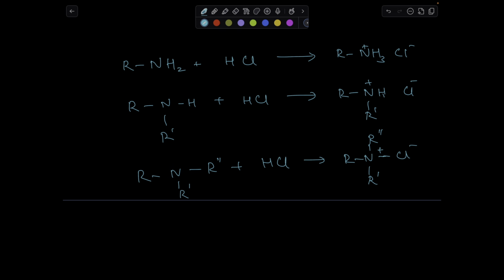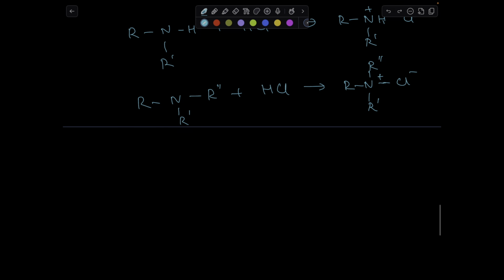So RNH2 plus HCl will give us RNH3 plus Cl minus. Again, depending on the nature of R, if the hydrocarbon is large and more hydrophobic, that can decrease its ability to react with HCl and form salts.